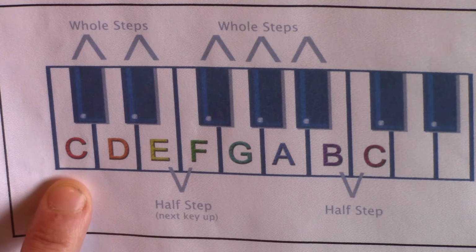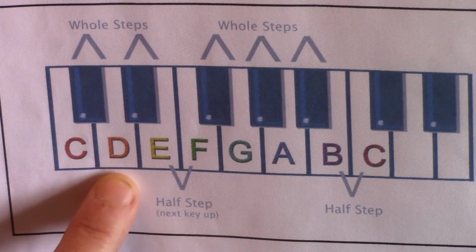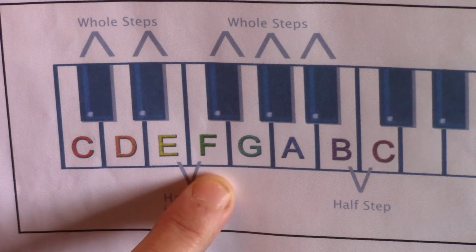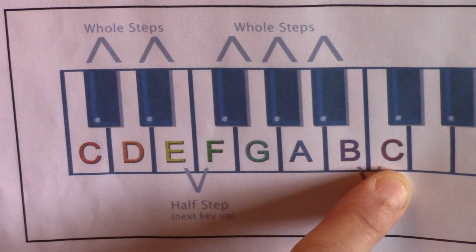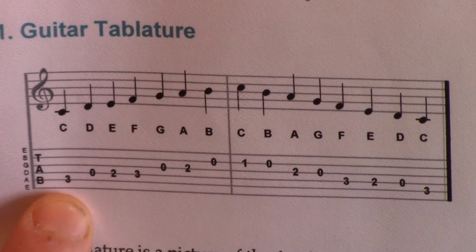You would have a starting note and then have whole steps everywhere except for between notes number 3 and 4 and 7 and 8. Another way to represent how to play the C scale is guitar tablature.